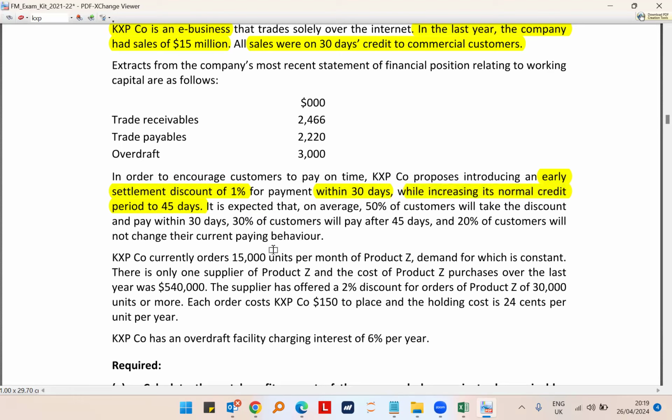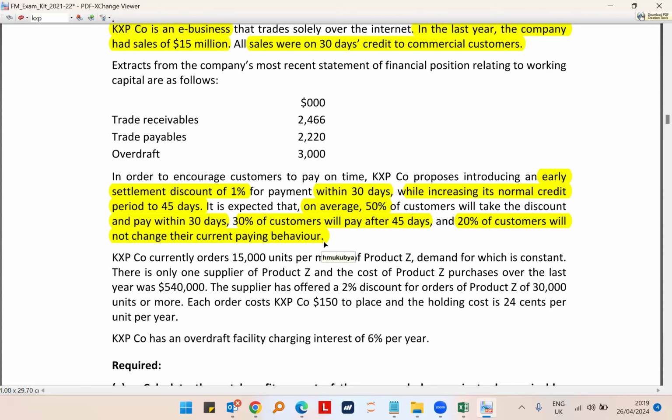Now the expectation is that on average, 50% of customers will take the discount and pay within 30 days, 30% of customers will pay after 45 days, and 20% will not change their current paying behavior. So what is their current behavior? The credit period is 30 days, but what do they actually take? We need to determine that.